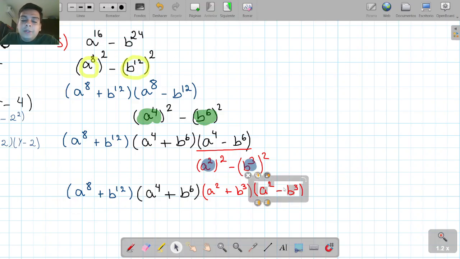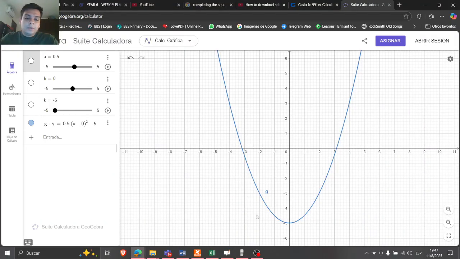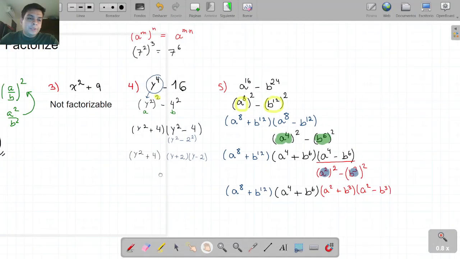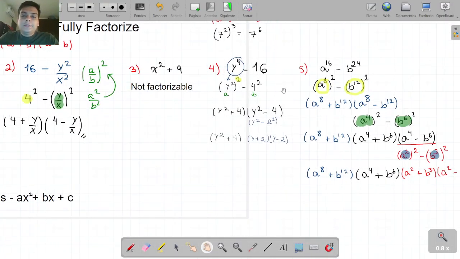But can we continue here? We have a squared. That's true. But the b cubed, or b to the power of 3, doesn't let me continue. So, of course, I'm not going to continue because this is not something that can be squared. So, let's continue. Okay. Now, this is the type of factorization that we can find in the class.